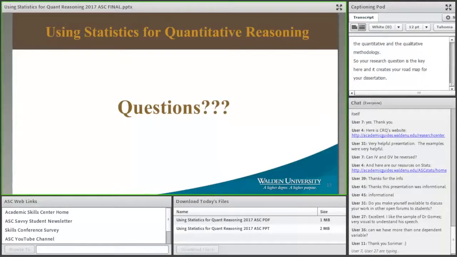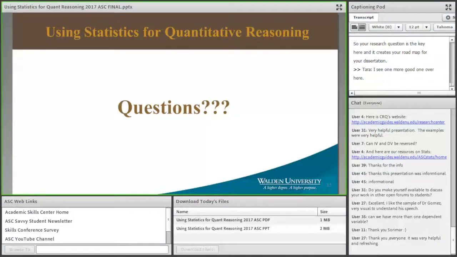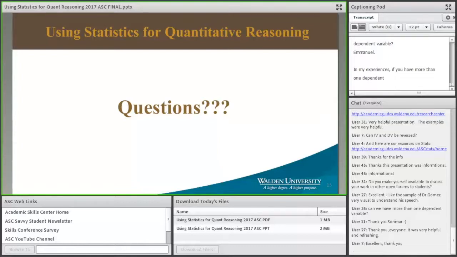I see one more good one over here. Emmanuel asks, can we have more than one dependent variable? In my experience, if you have more than one dependent variable, then you've probably not identified or properly dealt with your control variables. Dependent variables are changes that occur due to the independent variables. Janine or Michael, do you know of any instances where?